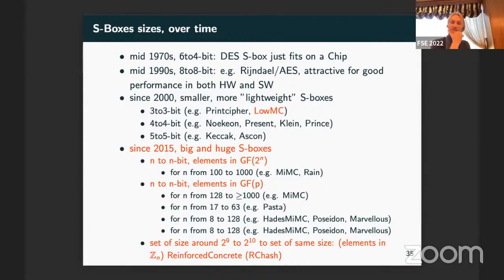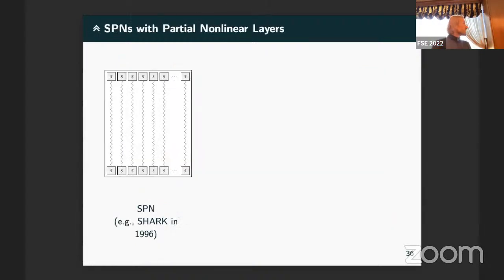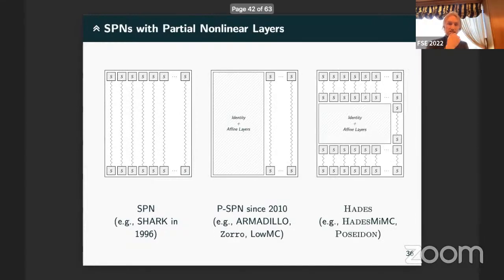Another point that I would like to mention here is that because we now have nonlinear elements that are so big, we can suddenly again consider the option of having non-invertible building blocks. I mean, this was discussed in the 90s a bit, but I think it died out. Even in recent designs, even Feistel, where you don't need invertibility, people still prefer invertible building blocks, also because you don't have to worry about local collisions. But with building blocks that huge, 256 bits, you may not care too much anymore whether your nonlinear layer is invertible or not. And this may again give rise to new design ideas.